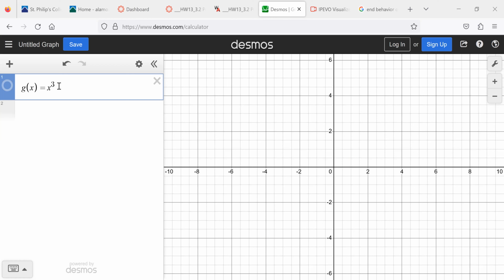Okay, same thing with odd. Odd has this kind of shape, but if I change it to, let's say, 15, let's make up numbers here. Whatever. It'll have this shape. So it's still kind of like a cubic.